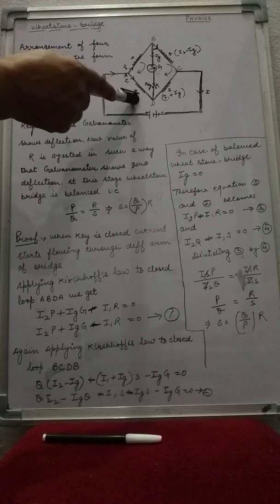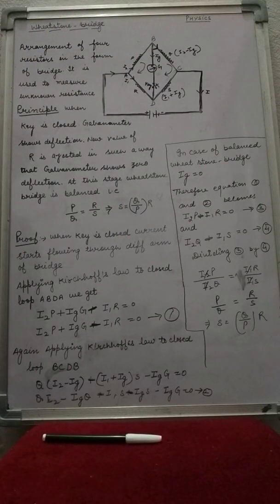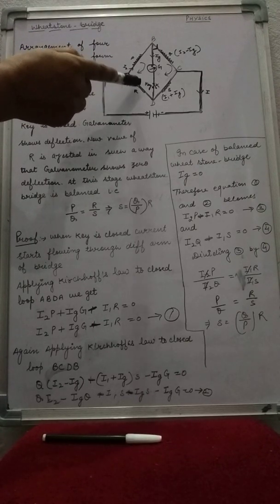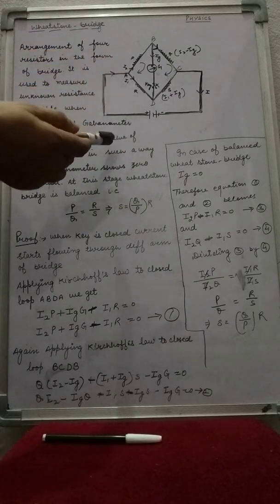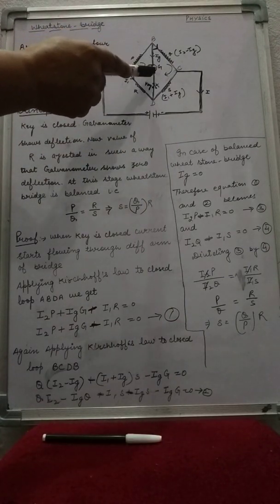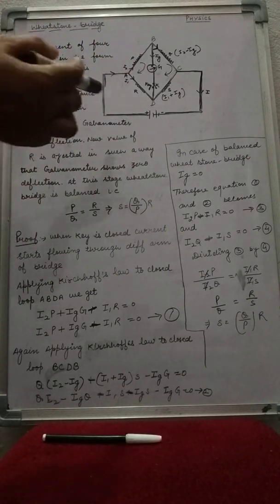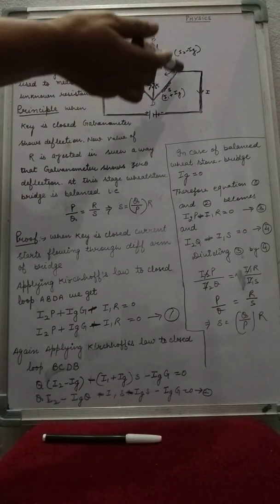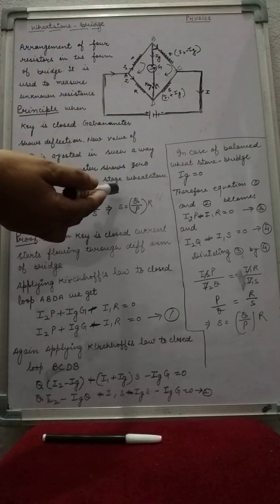After switching on, this galvanometer gives a deflection showing the current. So we have to adjust the value of R, from this variable resistor R, so that this galvanometer shows no deflection, meaning it gives zero current. At this stage, this bridge is called a balanced Wheatstone bridge.